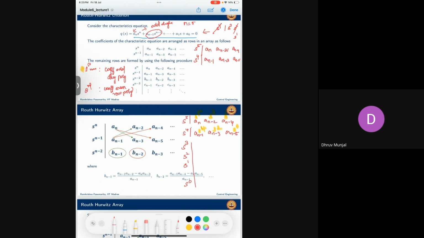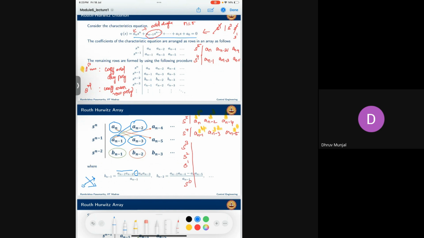How can you write this row? The first thing you should do is take the lower second row and multiply it with this upper row's second element. So this will give you an-1 into an-2 minus, this minus is very important, and then take the first row's first element and second row's second element, kind of x, in this direction you have to multiply.